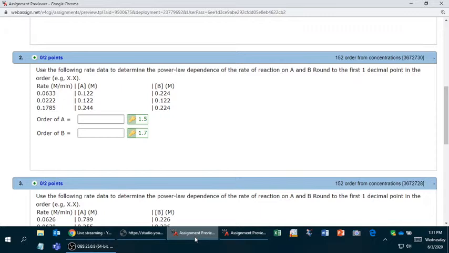Concentration of A: 0.122, 0.122, 0.244, and on the B side, 0.224, 0.112, and 0.224.